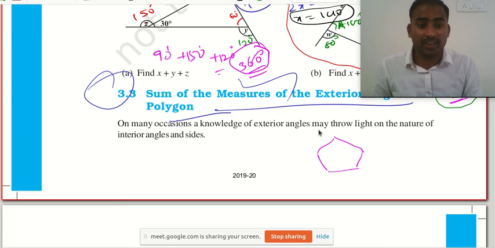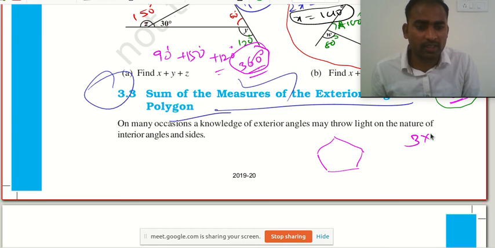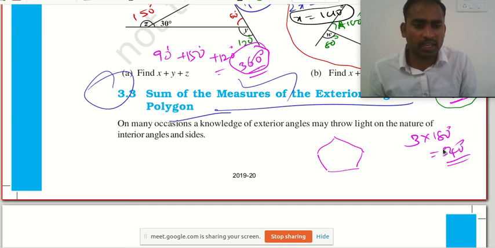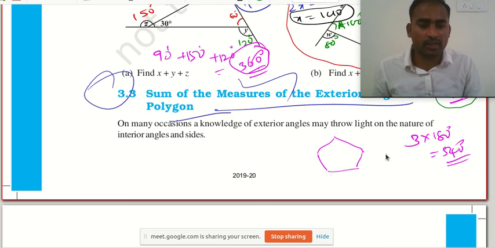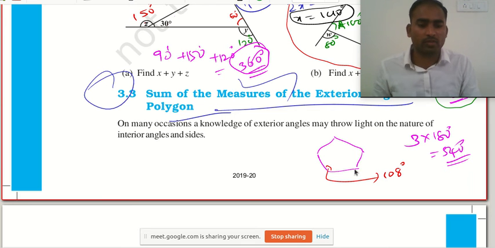540 degrees, sir. Why 540? Because there are three triangles, so 3 into 180 is 540 degrees. So each angle is how much? This is equiangular and equilateral, so it is a regular polygon. So each angle is 108 degrees. Okay. Now we need to find the exterior angles.